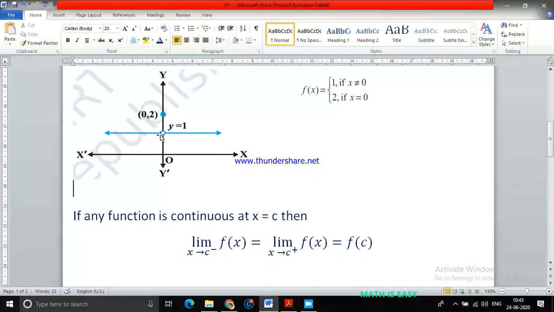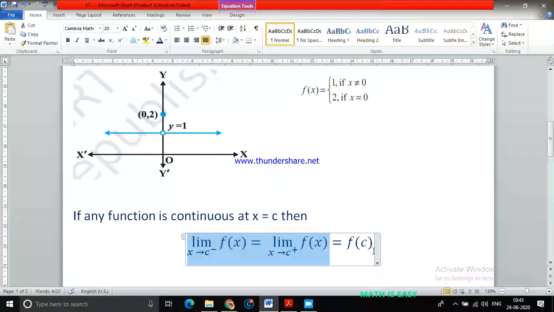And in the second example, left limit is equal to right limit, but it is not equal to the functional value, because f of 0 is going to be 2. Left side limit is 1, right side limit is 1, but the functional value is 2. So here the first two things are equal, but they are not equal to the functional value. Hence the function will be discontinuous.